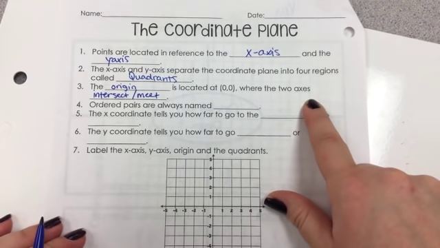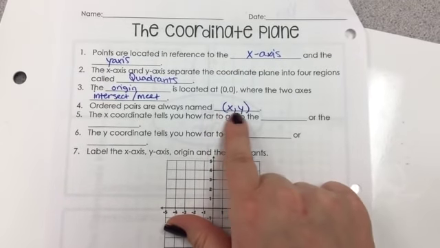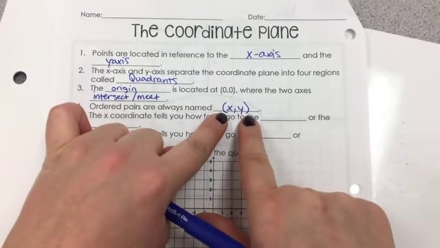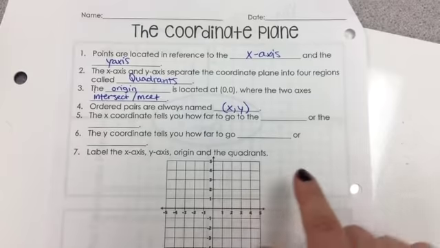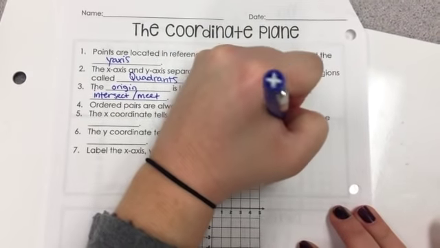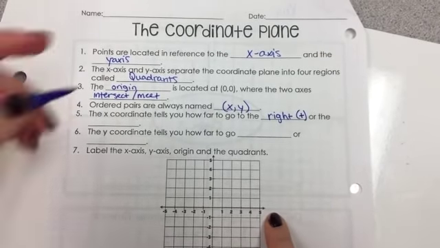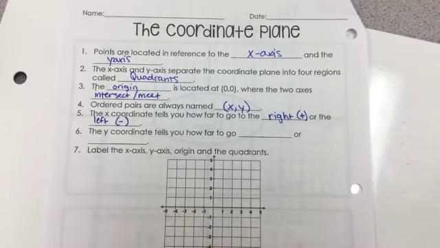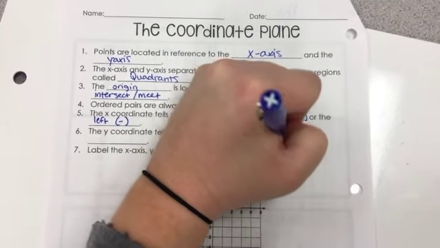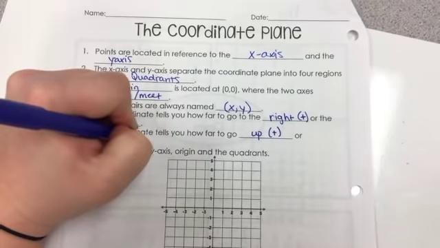Ordered pairs are always named x, y, with the x being first and the y being second. You also want to make sure that ordered pairs have parentheses around them. The x-coordinate tells you how far to go to the right, which is towards the positive numbers, or the left, which is negative numbers. The y-coordinate tells you how far to go up, which are positive numbers, and down, which are negative numbers.